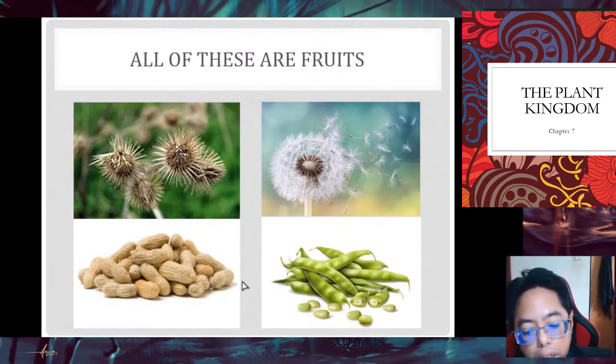Okay, here is a peanut. All these peanuts will be underground, so they are not created from the flower. So these fruits are created underground. It's like an accessory type of flower.